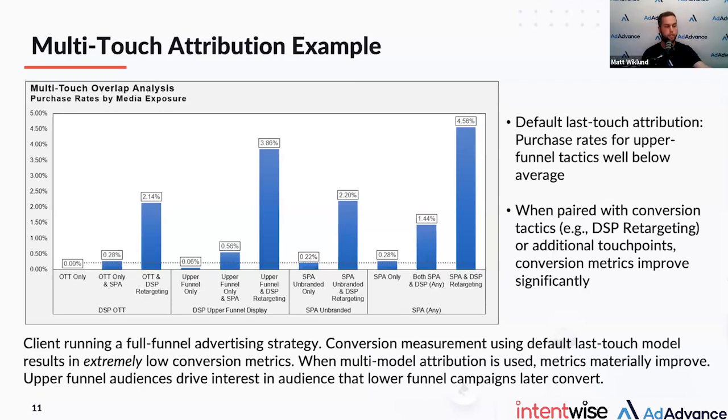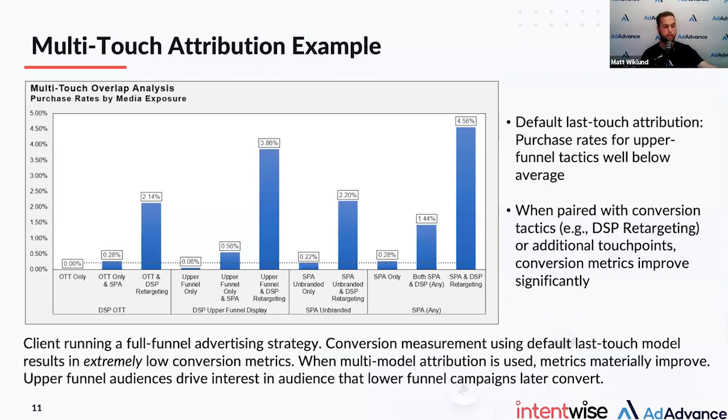Starting from the left, we have DSP OTT video ads. They have a 0.00% purchase rate standalone using a standard last touch model. If somebody's been exposed to video and sponsored ads, the purchase rate increases to 0.28%, which is above the overall average for this account. If they've been exposed to DSP video and DSP display retargeting, purchase rate increases to 2.14%, a massive lift. Even though this isn't multi-touch attribution, this is an overlap. This is a really good indicator that using a multi-touch model would be very effective, or really important, for measuring the true performance of upper funnel ads.